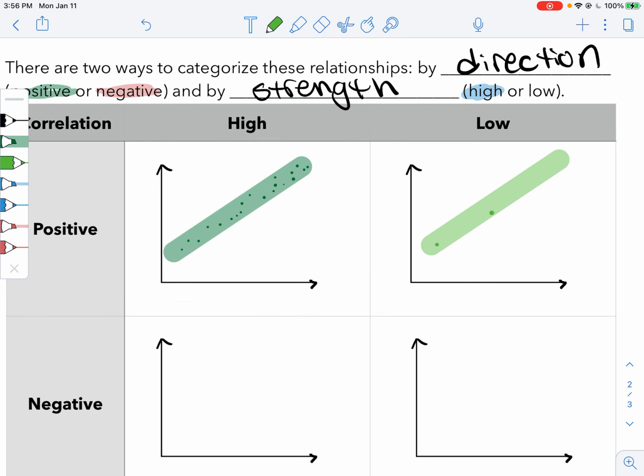You might have some that are right on the line, but you might have some that are way out here or way down there. But you can still tell they're trending up. It's just not as strong as this one.